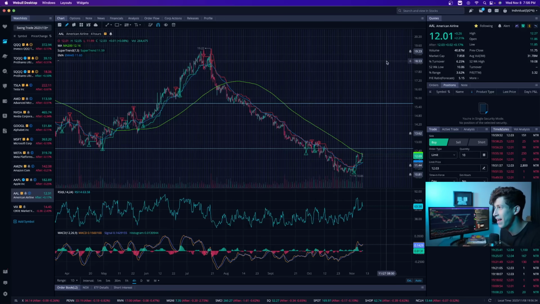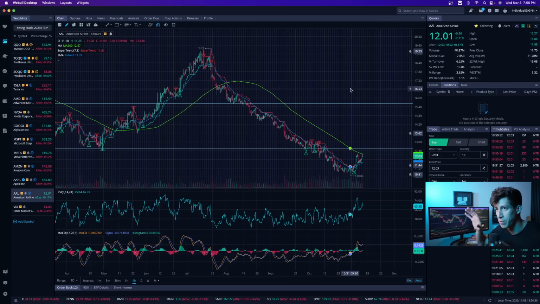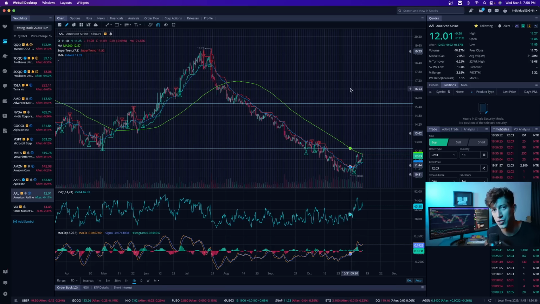This is AAL, which is American Airlines. I'm going to be breaking it down on the Webull trading application. It is a free application available in the US.